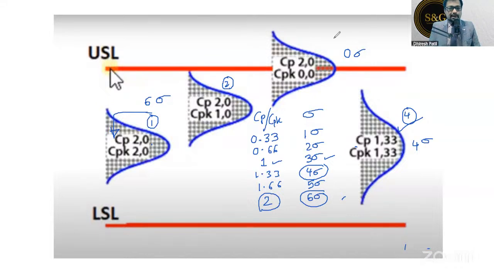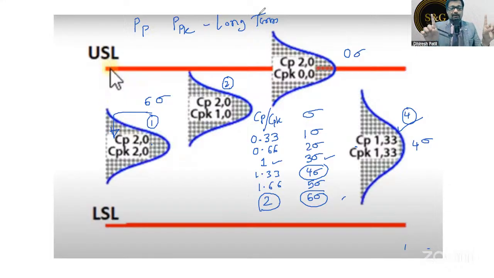Clear? So similarly, there is something called Ppk. The same formula is there. So Cp-Cpk is for the short term and Pp-Ppk is for the long term. Long term meaning we take more data points for a longer duration of time. This is the potential for the future. This is the potential for the population. Cp-Cpk is for the sample and Pp-Ppk is for the population. Write this down.